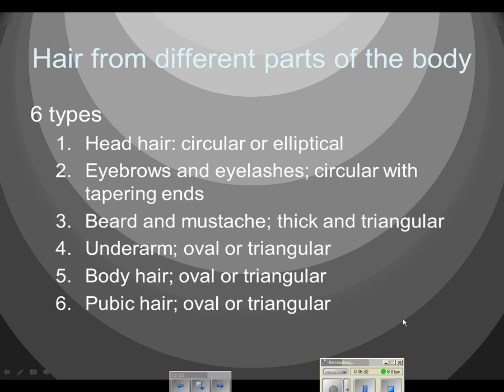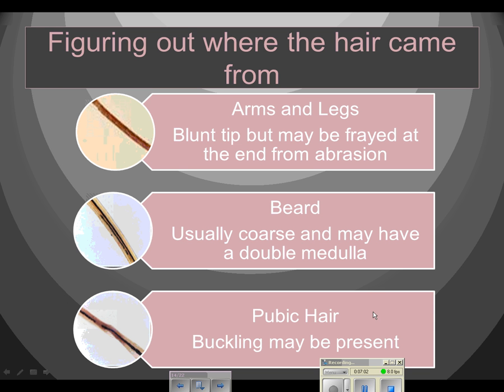Now, there's hair classified in different parts of the body. There's 6 types: head hair, eyebrows and eyelashes, beard and mustache, underarm, body hair, and pubic hair. And they're all classified by their different characteristics. So you can see that their shape, if we were to look at it up close, would be circular or elliptical for head hair, and then we'd find tapering ends on our eyebrows and eyelashes, but underarm, body, and pubic hair all are oval and triangular. So we need some more characteristics to identify them.